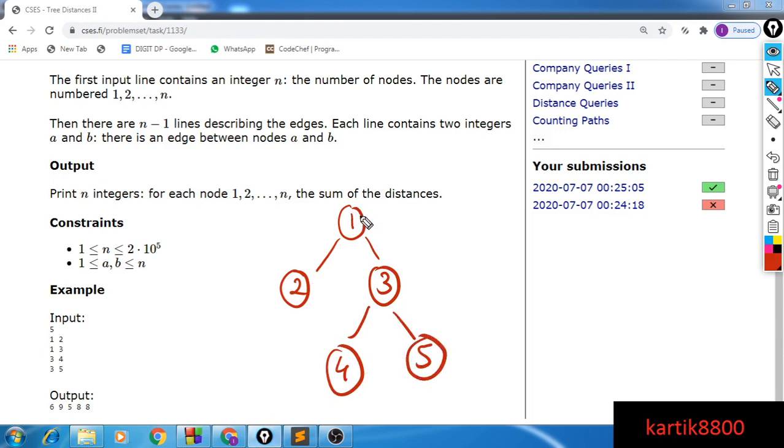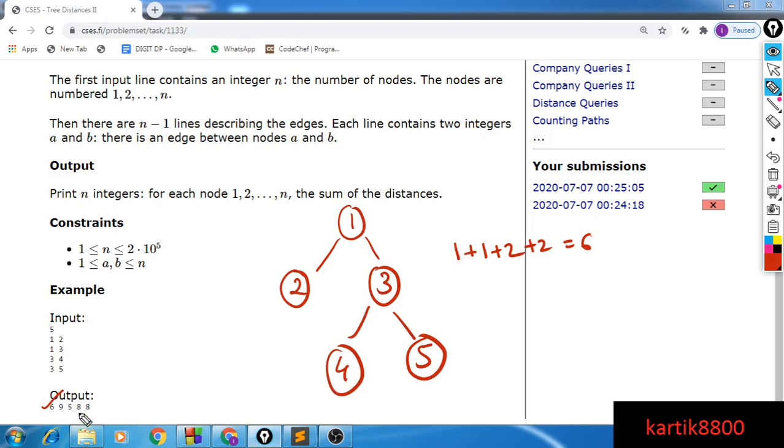Let's evaluate the answer for node number 1. So I will look at the distances of node number 1 to every other node. The distance from node 1 to node 2 is 1. The distance to node number 3 is also 1. The distance from node 1 to 4 is 2. From 1 to 5 it is also 2. This sum turns out to be 6. So the answer for node number 1 is 6, as shown here in the output.